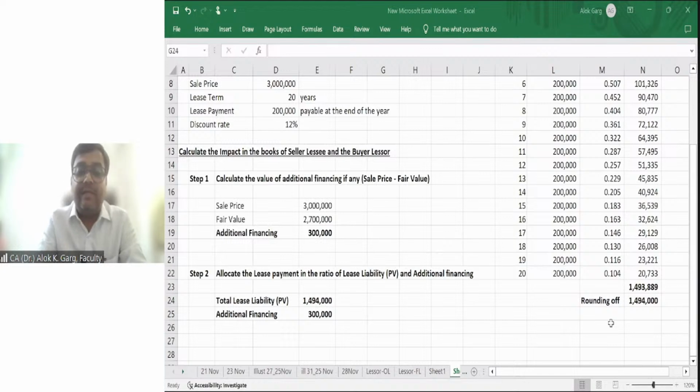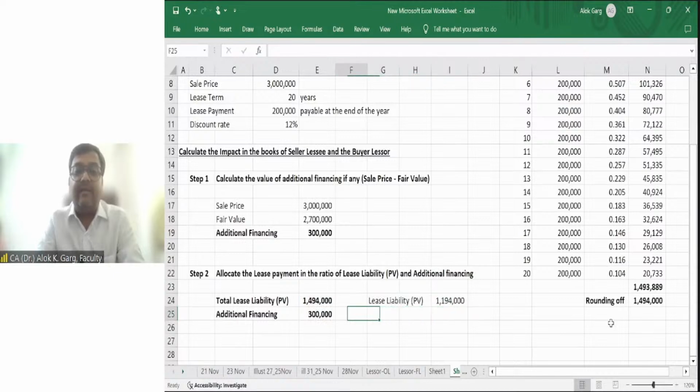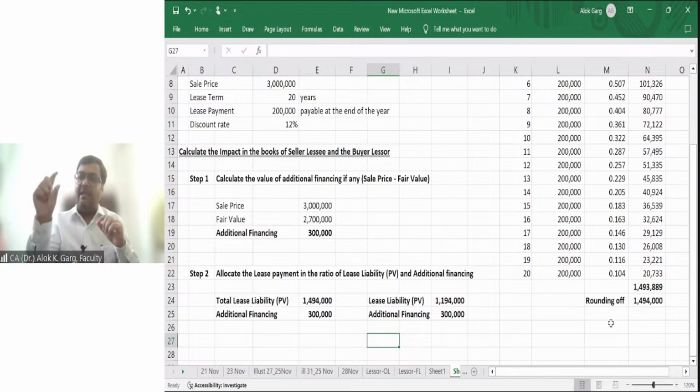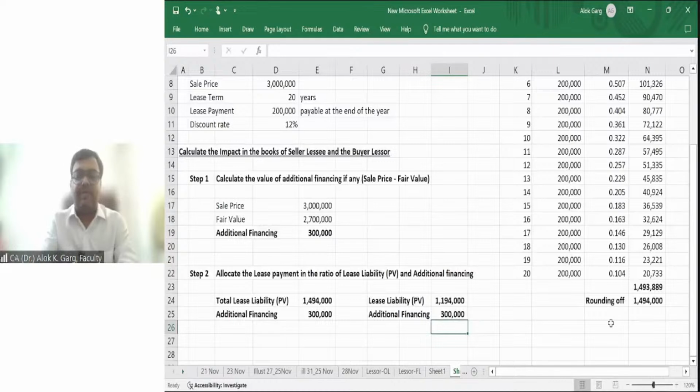So this 14 lakh 94,000 rupees, if I need to split, I have to split into two parts. One is lease liability, which is again a present value only, which is nothing but 1494 minus 3 lakh. And another one is loan, which is additional financing of 3 lakh rupees. So if I need to summarize, I will have two liabilities: 1194 for the right to use this asset for 20 years, and 3 lakh rupees for the loan, the extra money which I have taken, which is beyond the market value.